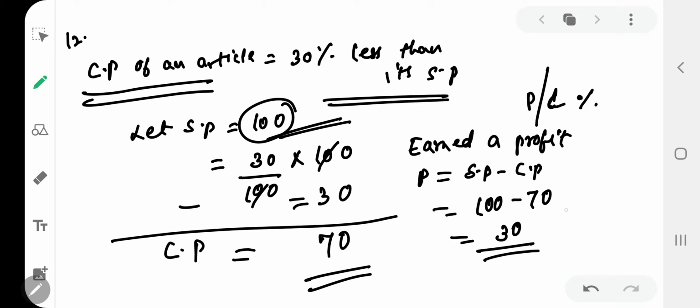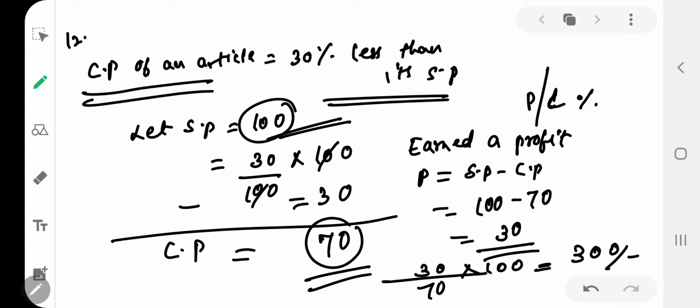You know very well, it is profit upon CP into 100. Yes, you will get something in decimal. You will get something like this, but you have to convert it into a mixed fraction, or you can keep it in decimal. Clear?